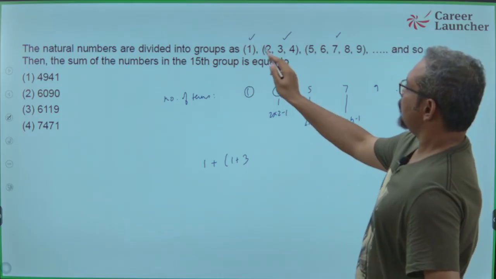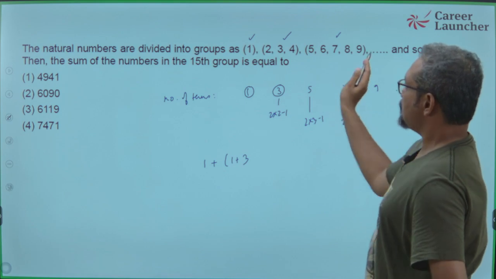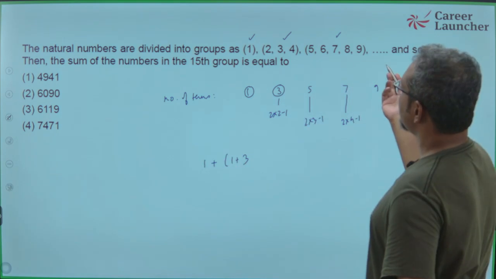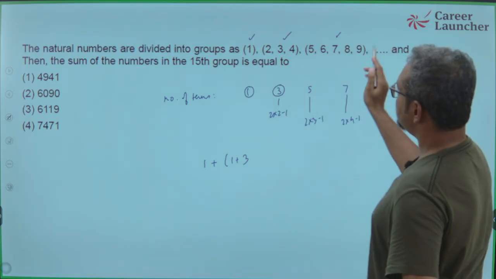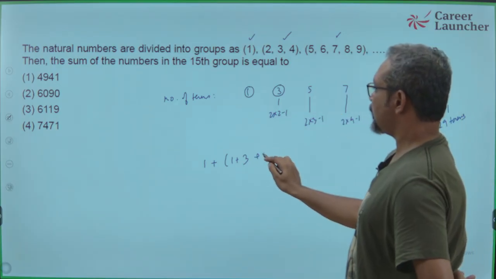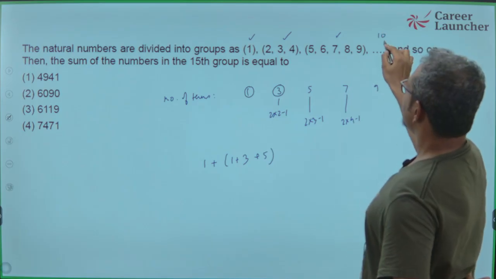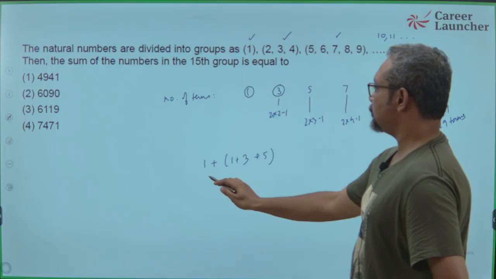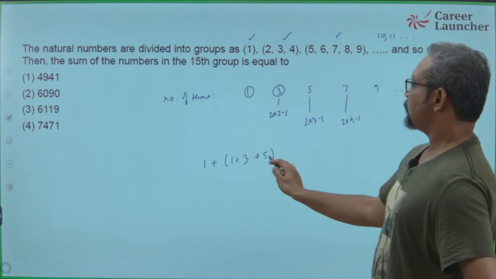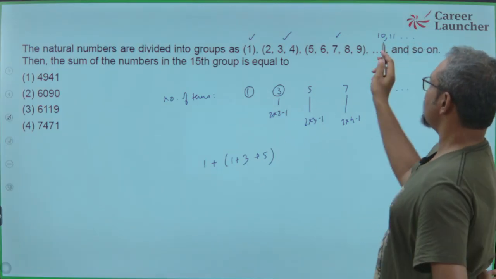You have 1, 3 and 5 numbers used up. So the next term will start with the sum of these plus 1. So 1 plus 3 plus 5. See, this is how it will start with 10, 11 and so on. So 1 plus 3 plus 5, so 5 plus 3, 8 plus 1, 9, 9 plus 1, 10. That's what it starts with.